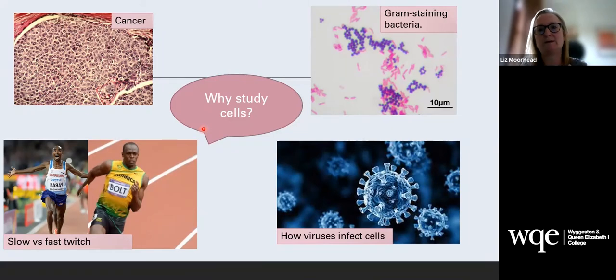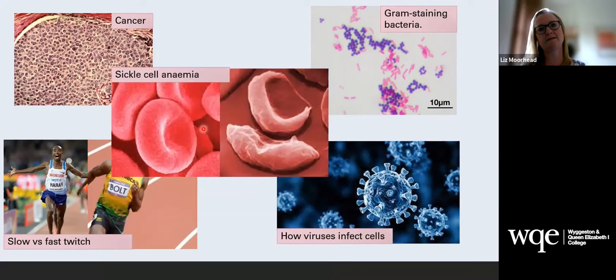Obviously very topical at the moment, understanding cells and how cells can become infected is very useful to understanding how viruses can make us ill, and also developing treatments against those viruses. And another disease that affects cells is sickle cell anemia. Again, understanding cell structure can help us understand this disease.